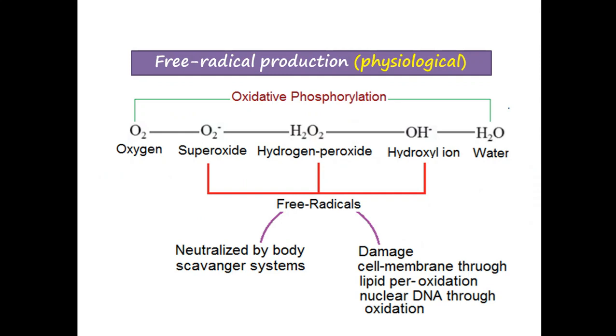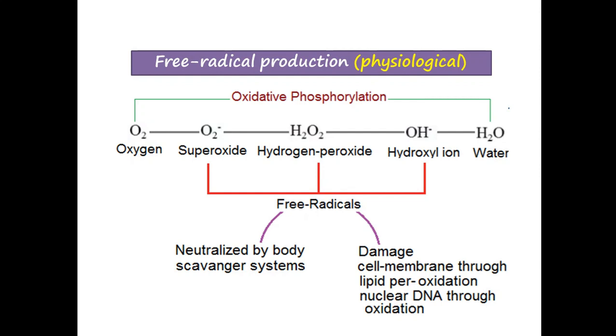Physiologically, during oxidative phosphorylation, one electron is added to oxygen and it is converted into a free radical known as the superoxide. Then another electron is added to it and it is converted into hydrogen peroxide. Now hydrogen peroxide is converted into another free radical known as the hydroxyl ion, and the final outcome of this reaction is water. This is physiological, but in the conversion of oxygen into water, midway during this reaction, free radicals are produced in the form of superoxide, hydrogen peroxide, hydroxyl ion, and other free radicals.